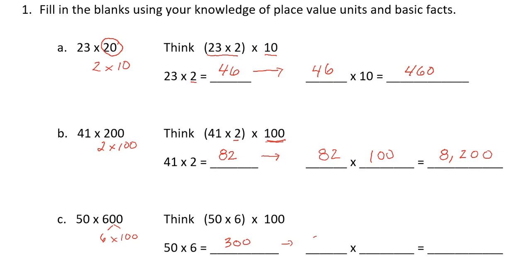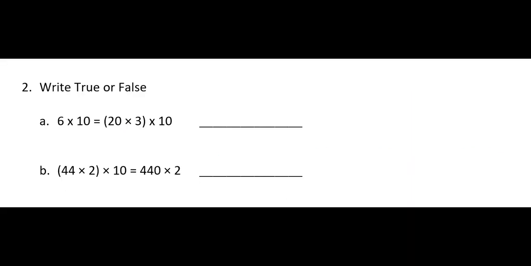I'll take 300 and I'll multiply that times 100, which means my digits will shift 2 places to the left. And so my final answer is 30,000. 50 times 600 is 30,000. The next section is true or false questions. We don't have to figure out the final product for these problems to figure out whether the equations are true or false. Let's just use some logical thinking.